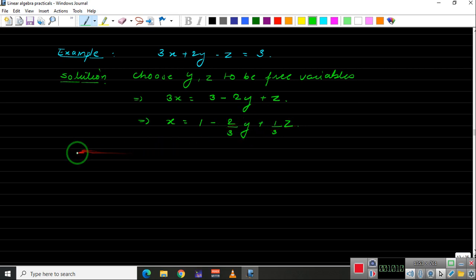Okay, so let us take y equals some real number s because it's free, and let us take z to be t. Then this implies x will be 1 minus 2 upon 3 s plus 1 by 3 t. So y equals s, z equals t, and x equals this. This is your parameterization, and this will be the solution.